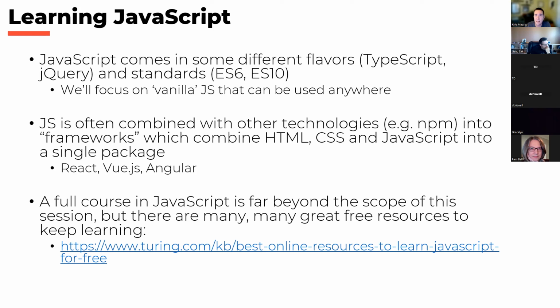JavaScript is also combined a lot with other technologies, like NPM, which you might come across, and combined into frameworks. We've alluded to things like React or Vue.js or Angular. These are all considered JavaScript frameworks that combine everything into one package, or one way of building components that's powered by JavaScript, but lets you do your HTML and CSS at the same time. We'll probably talk a little more about some of those things in the next session, when we really start combining everything together and getting into what we can do with Tableau's embedding API.